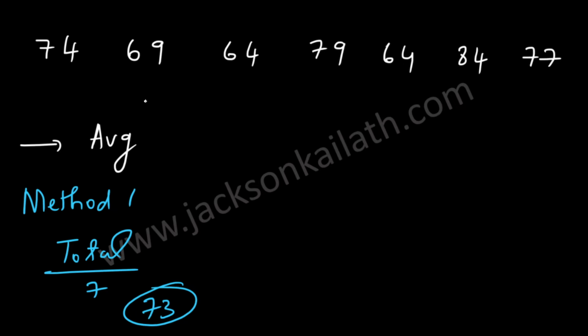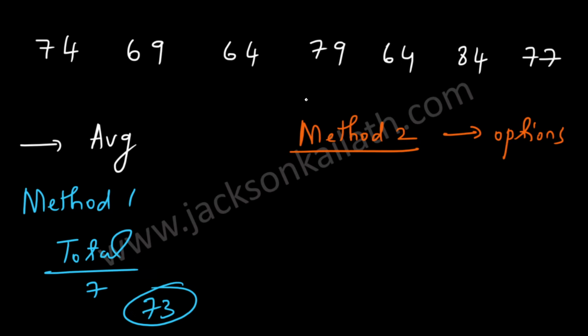Now let me discuss a second method where you can use the options. Now this is based on the concept that the average of a set of numbers is that number which can replace each of the numbers without changing the total. So if you have the average, and let's say over here I have 7 numbers. Now if I write the average in each of these instances, and if I add it up, I will get the same total as if I were to add these numbers.